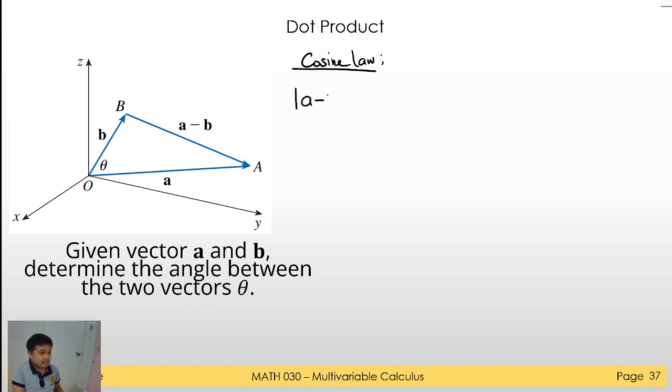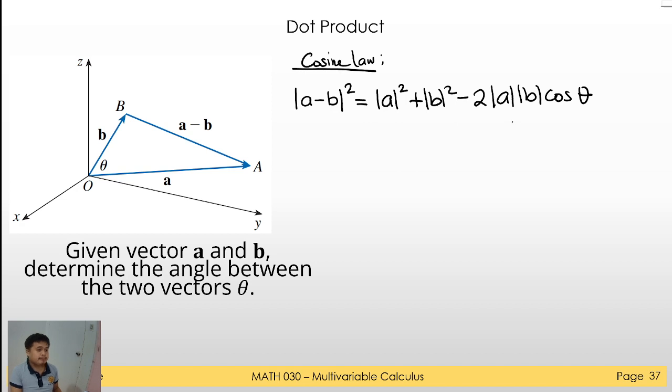So the length of a minus b, okay, so this vertical bar means the length. The length of a minus b is equal to the length of a squared plus the length of b squared, and then minus 2 times the length of a, the length of b, and then cosine theta, right? Using the property we discussed in the previous slide, this is also the same as saying that we have a minus b dot product of a minus b.